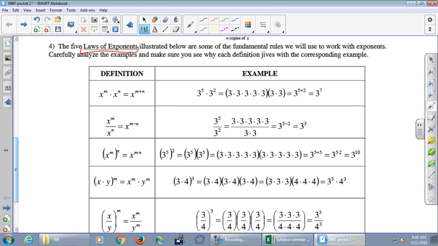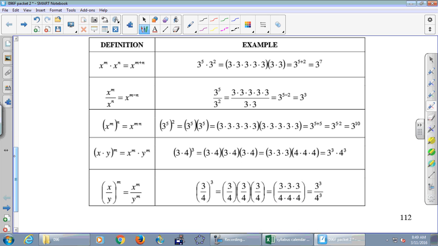These 5 things are true, but there are things that are not in this table that you might want to try that just aren't going to work. Let's look at some things that are true first. Take a look at 3 to the 5th times 3 squared. 3 to the 5th means 3 times 3 times 3 times 3 times 3, 5 of them. So all I've done is written it out. 3 to the 5th is there, 5 of them. And 3 squared is 2 of them, yeah?